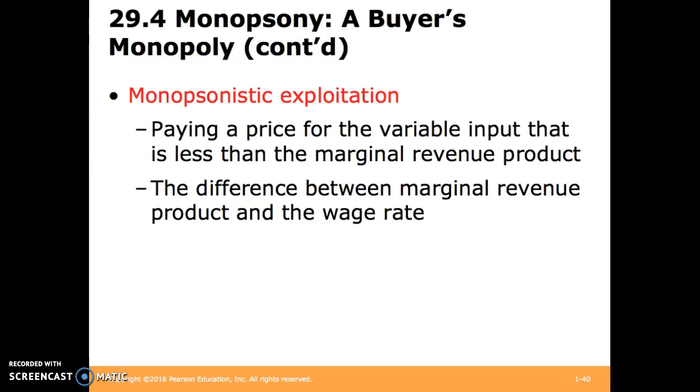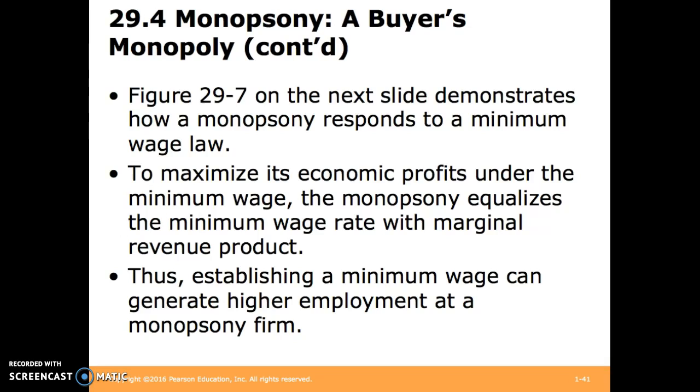Monopsonistic exploitation is just the paying of a price for the variable input that is less than the marginal revenue product. It's the difference between marginal revenue product and the wage rate. Now let's consider how a monopsony responds to a minimum wage law. To maximize its economic profits under the minimum wage, the monopsony equalizes the minimum wage rate with marginal revenue product. Thus, establishing a minimum wage can generate higher employment at a monopsony firm.